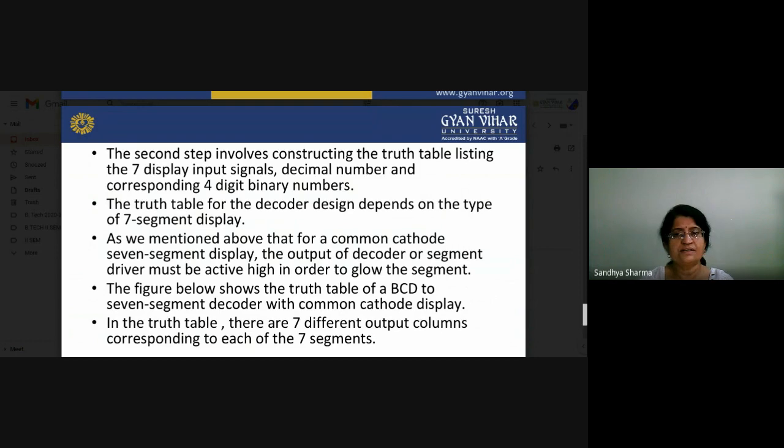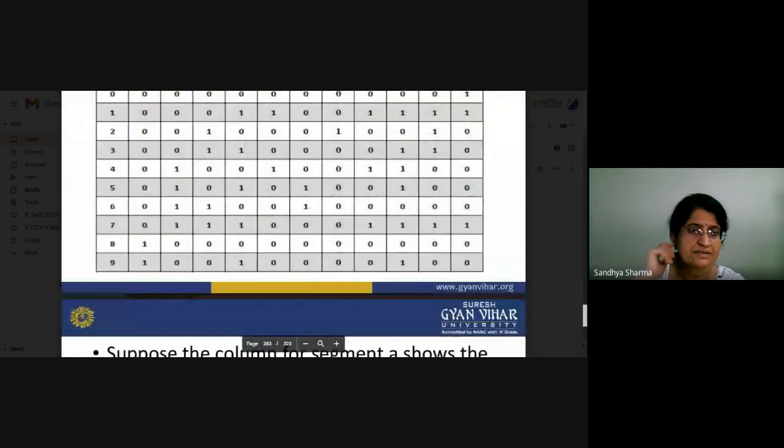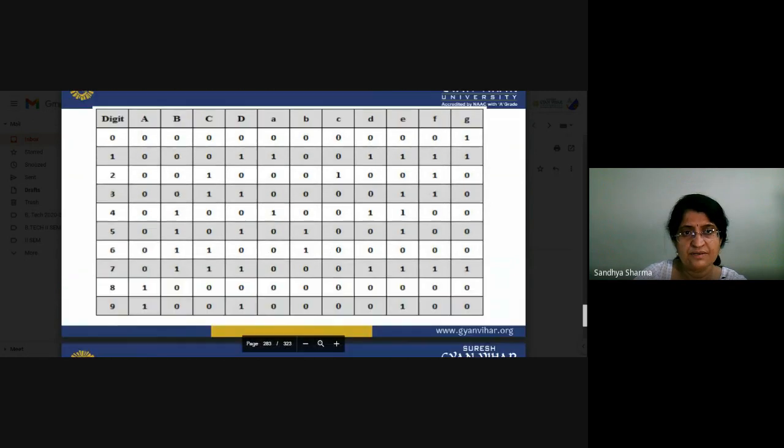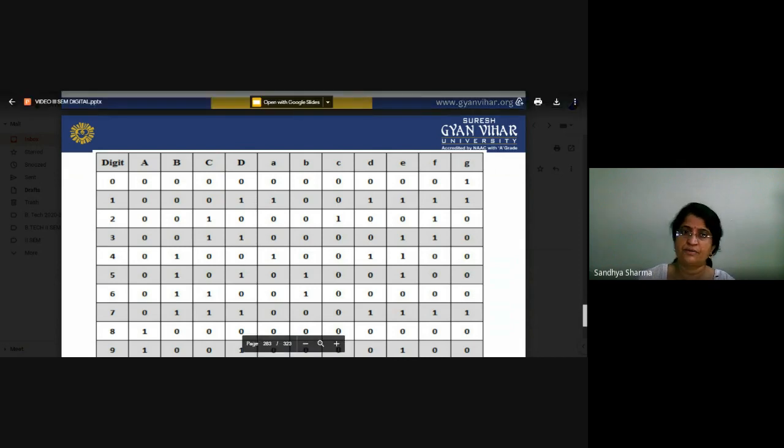The truth table for decoder design depends on the type of seven segment display. As we mentioned above, for a common cathode display the output of the decoder or segment drivers must be active high, and sometimes it will be active low. So we will see this in the diagram. This is in tabular form. This is the decimal number, ABCD is in the binary format, and this is in the remaining format. So you can see here that there are four input and seven output lines.